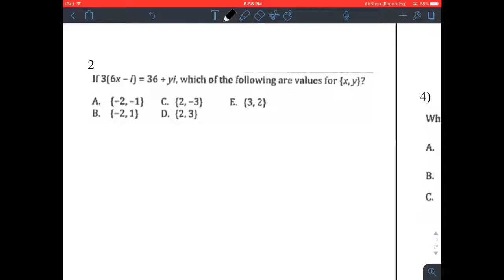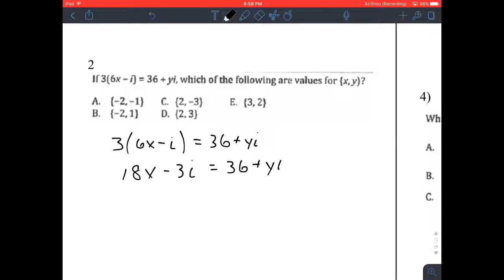If 3 times (6x minus i) equals 36 plus yi, which of the following are values of x, y? This seems really complicated. Truth of the matter, it is not. Let's first simplify this to get rid of our parentheses, and then we'll try to figure out how to do this problem. If we distribute the 3, we're going to get 18x minus 3i equals 36 plus yi.